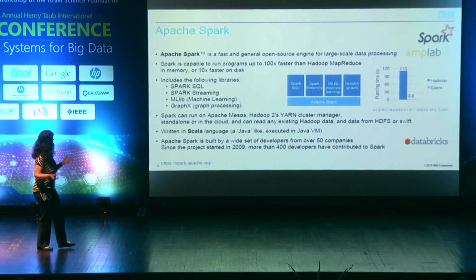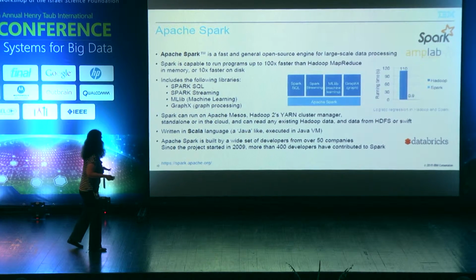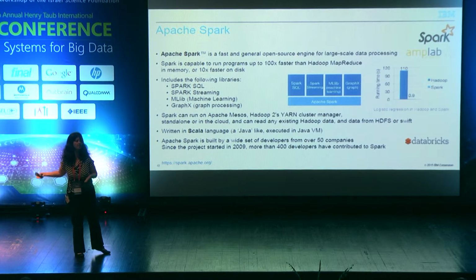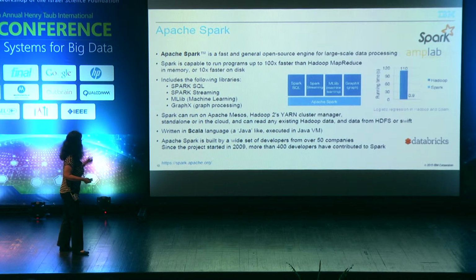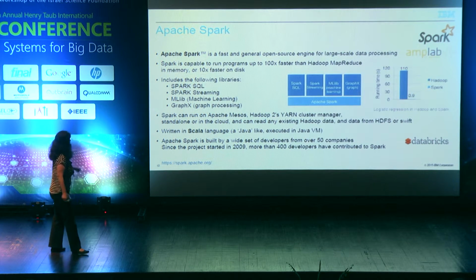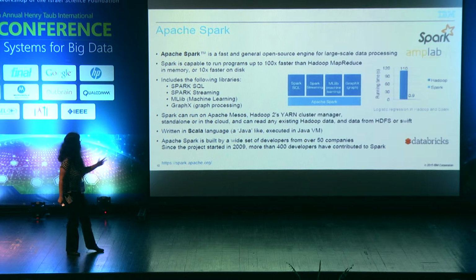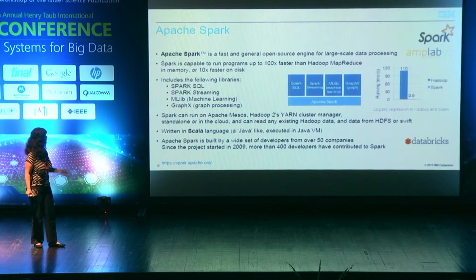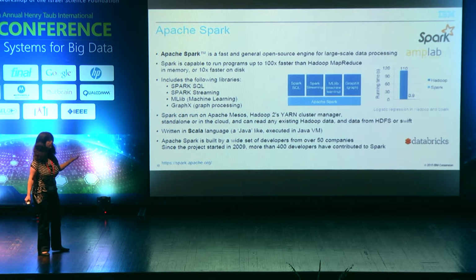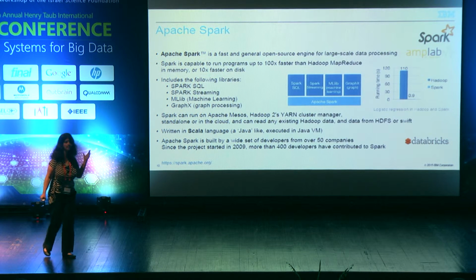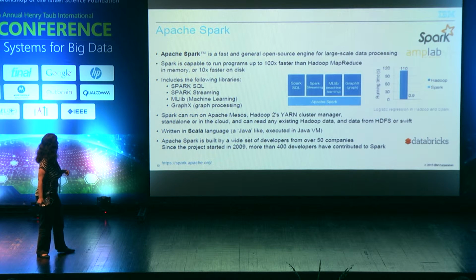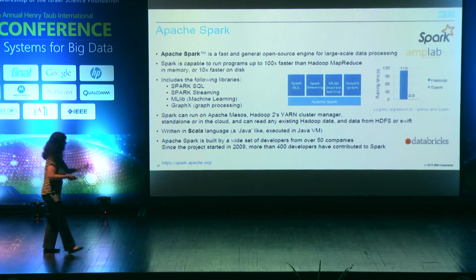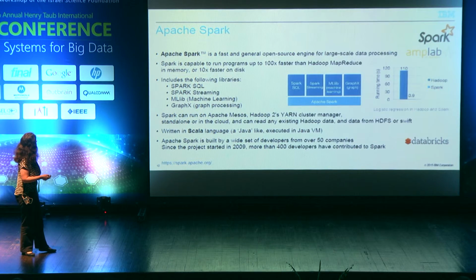It can run either on Mesos, YARN, or standalone, in the cloud. It can read any existing Hadoop data, from HDFS, the Hadoop Distributed File System, or from Swift. It's written in the Scala language, and you can write processes in Scala, Python, or Java. It's built by a wide set of developers from over 50 companies. Since it was started about 5 years ago, more than 400 developers have contributed to Spark, and Databricks is the main company of the people from Berkeley that today stands behind Spark.